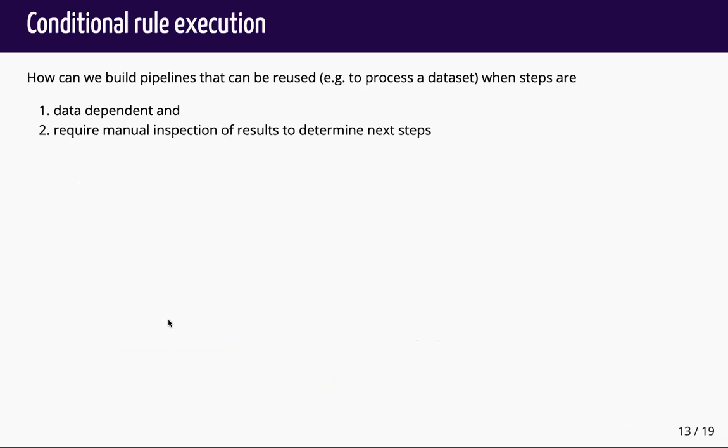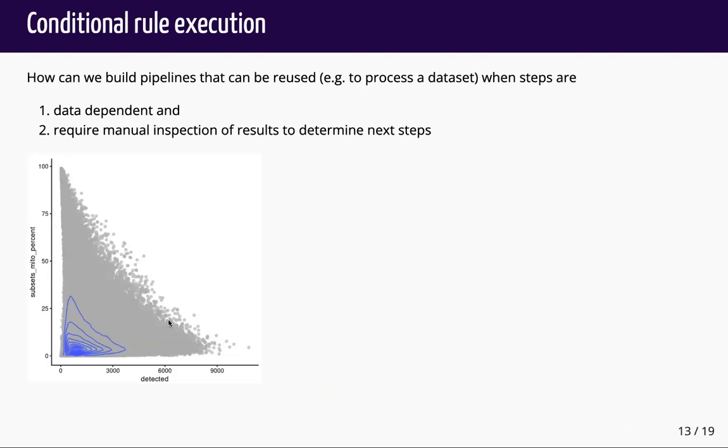And I sort of mentioned some of these examples earlier. But these are situations when thresholds, for example, are data dependent and require manual inspection. And the first example I've showed was this plot where I needed to find thresholds for the number of detected reads and the percent of mitochondrial genes in a cell.